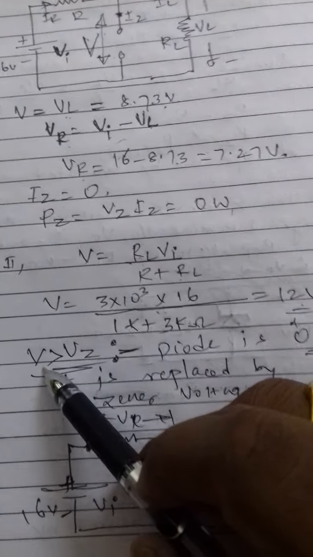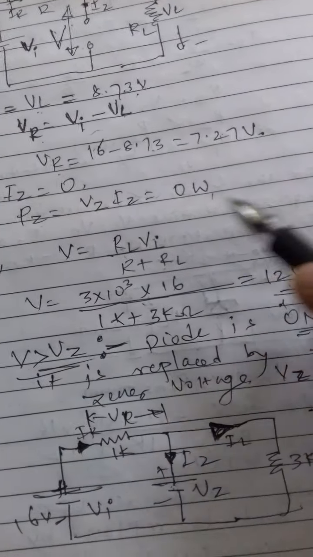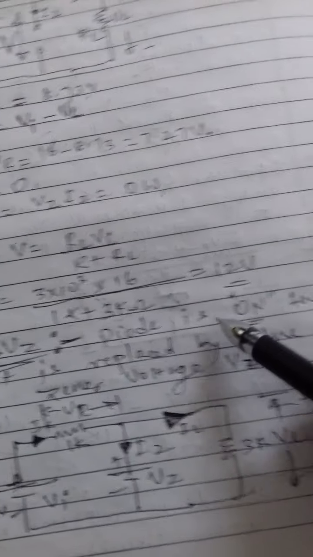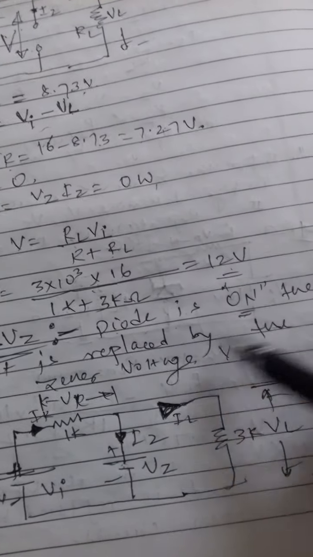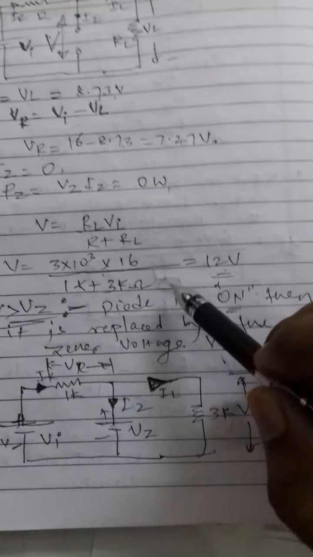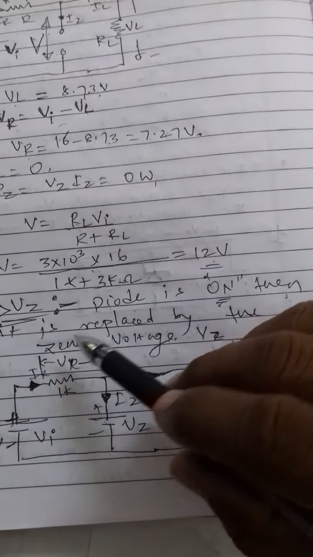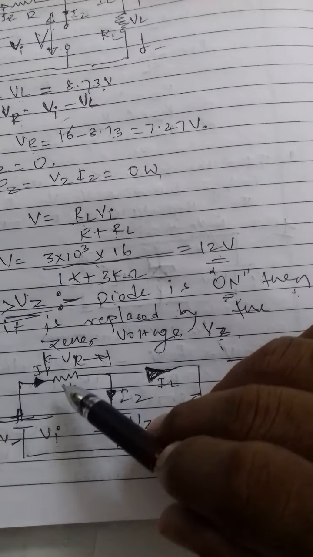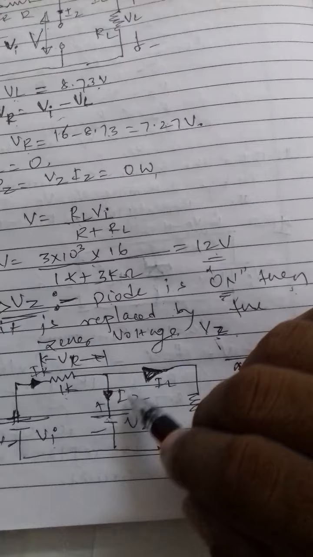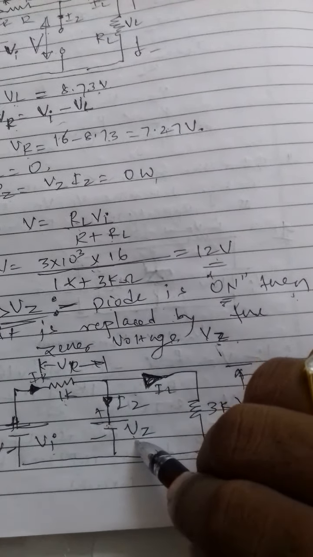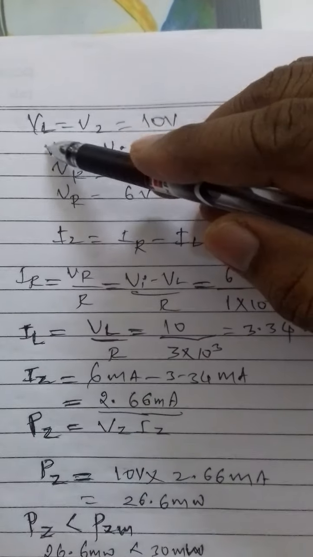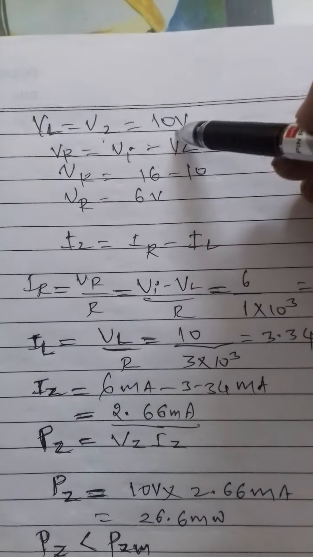Now you have to compare this voltage with the Zener voltage. V is greater than Vz, so the diode is on, and the Zener is replaced by the Zener voltage Vz. Here is the input voltage, here is the 1 kilo ohm resistance, and the voltage of the Zener is equal to Vz. The load current flowing through the load resistance is equal to current IR. Now VL is equal to Vz is equal to 10 volts.